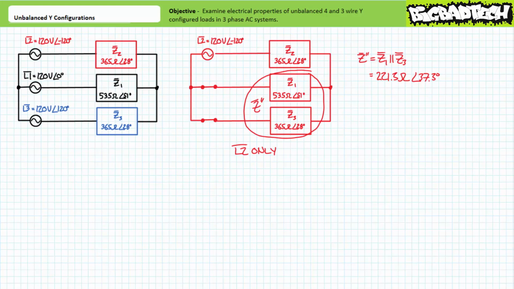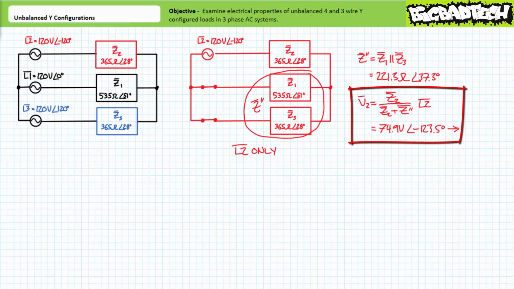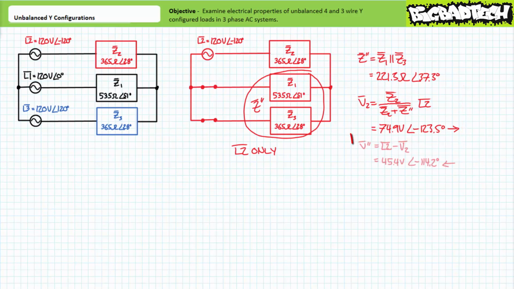We know applied voltage, and we know both impedances in a series combination of two elements. An application of the AC voltage divider rule demonstrates V2 to be 74.9 volts at an angle of negative 123.5 degrees, where assumed directional polarity is positive to negative, left to right. An application of Kirchoff's voltage law demonstrates V double prime to be the remaining 45.4 volts at an angle of negative 114.2 degrees, where assumed directional polarity is positive to negative, right to left.